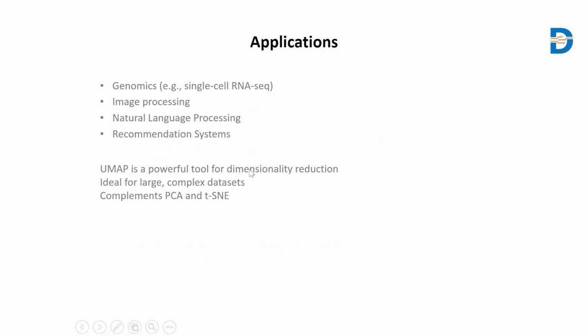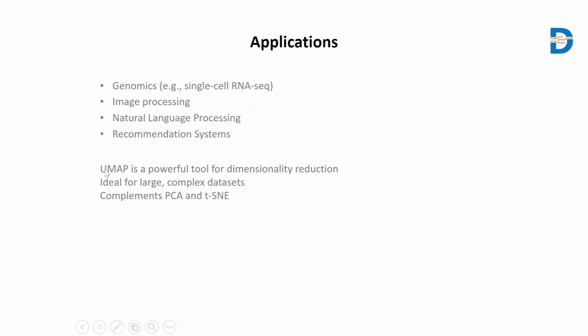Applications where we apply the UMAP technique are genomics, image processing, where we use dimension reduction, natural language processing, and recommendation systems. These are some applications where we apply UMAP to convert data from higher dimensions to lower dimensions.